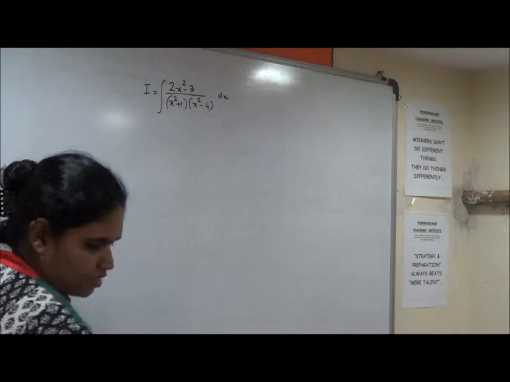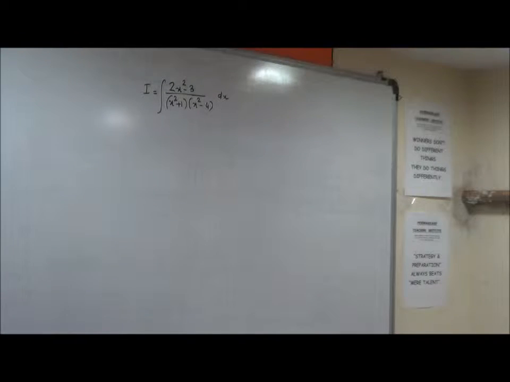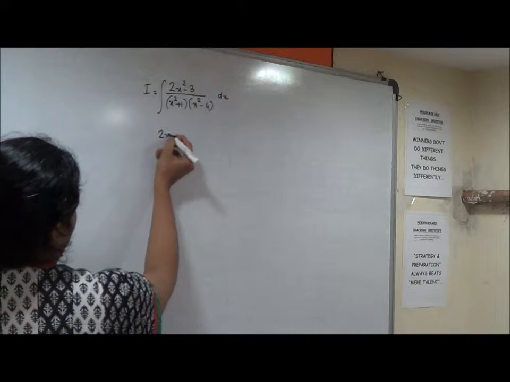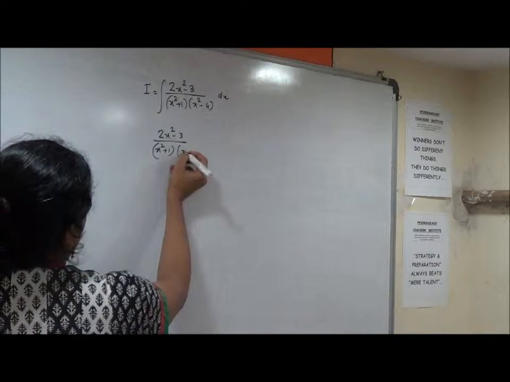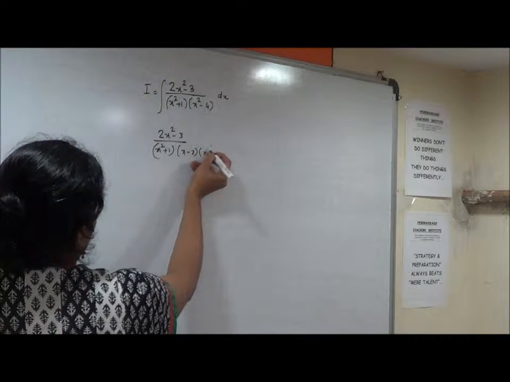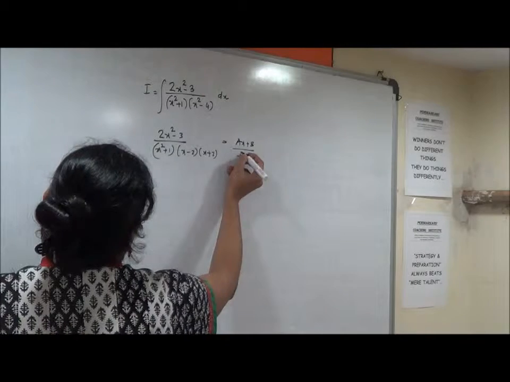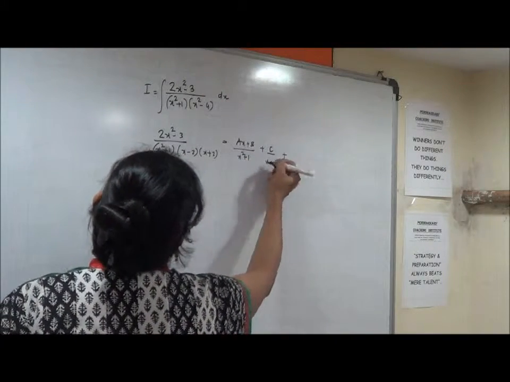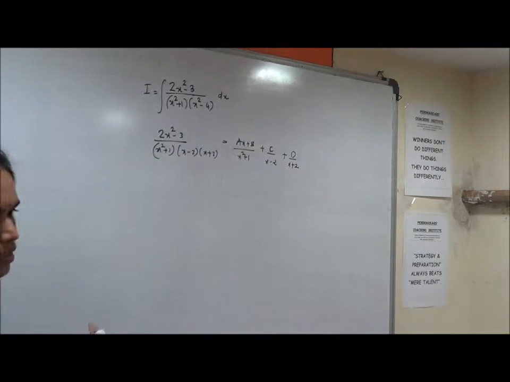We go for partial fraction directly, following the condition. What we'll get is (2x² − 3)/((x² + 1)(x − 2)(x + 2)) = (ax + b)/(x² + 1) + c/(x − 2) + d/(x + 2). This will be the procedure.